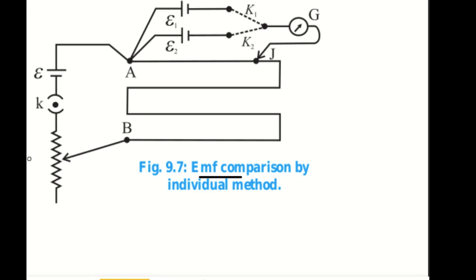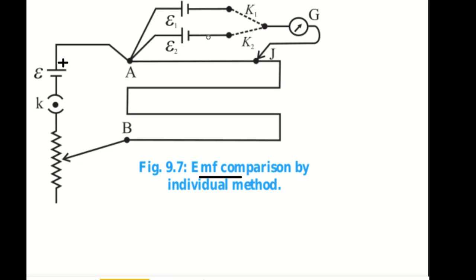Here is the battery, there is a key, and this is the rheostat. We are going to attach the two different batteries whose EMFs we have to compare. Epsilon 1 is the first EMF, epsilon 2 is the second EMF. In both cases, the positive side is attached to A, which is the higher potential side. So we are attaching positive side to positive side.